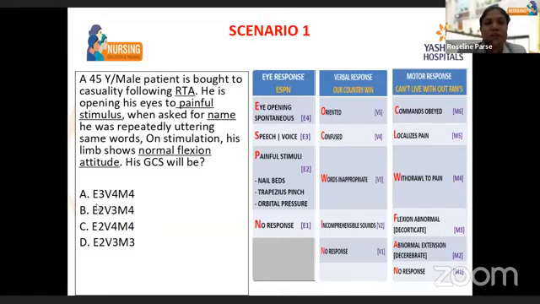A 45-year-old male patient is brought to the casualty following a road traffic accident. He is opening his eyes to painful stimulus. When asked for name, he was repeatedly uttering some words, the same words. On stimulation, his limb shows normal flexion attitude. So what would his GCS be? You can answer in the chat section.